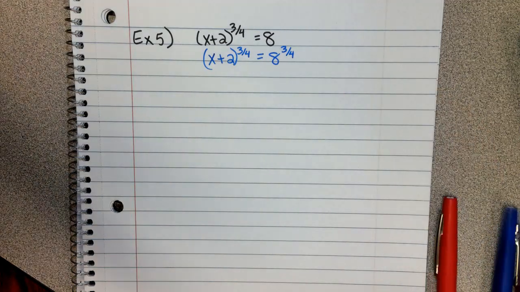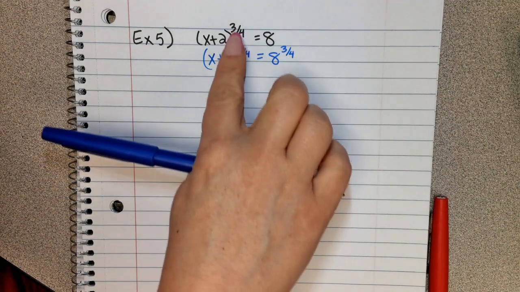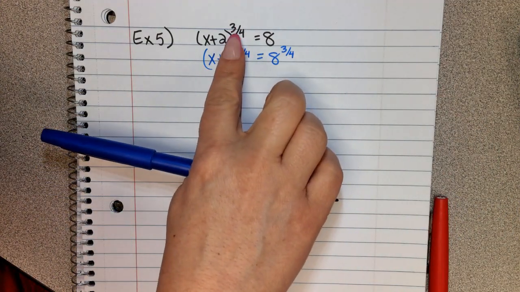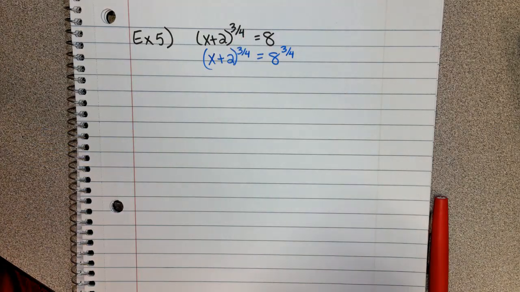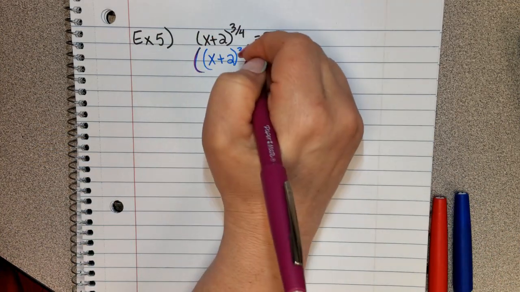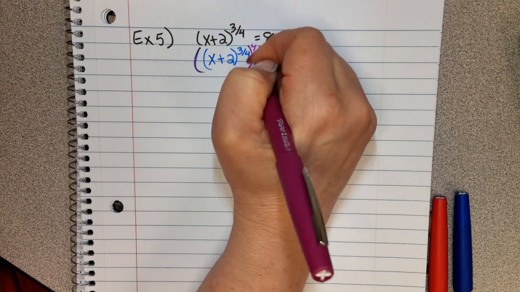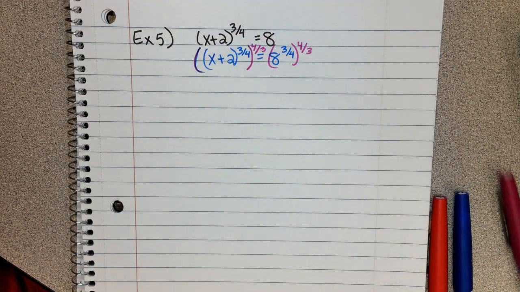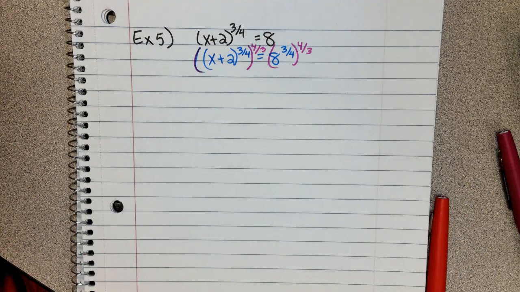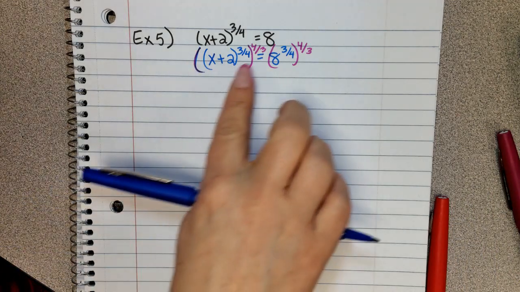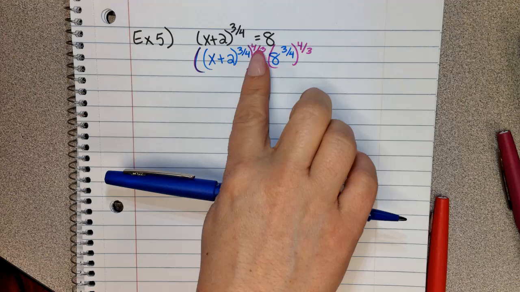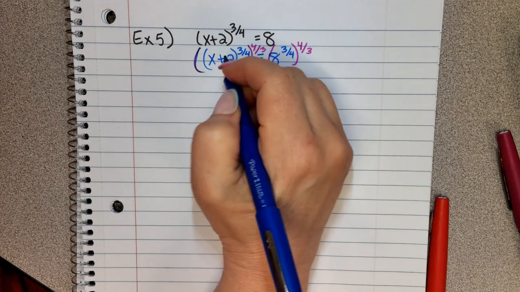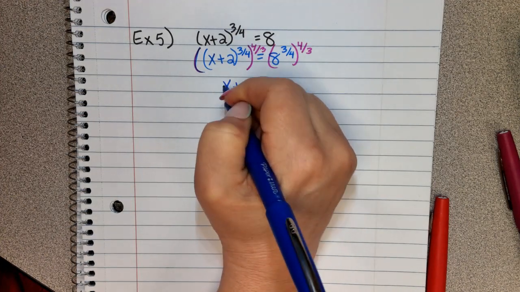I'm going to raise both sides to the reciprocal of this power. The reciprocal of 3 over 4 is 4 over 3. I'm going to do that in red. So I'm going to raise both sides to the power of 4 over 3. That's really lovely because I can use the power to a power property. I can multiply these exponents and they become the power of 1. So I'm left with x plus 2, all of that to the power of 1.